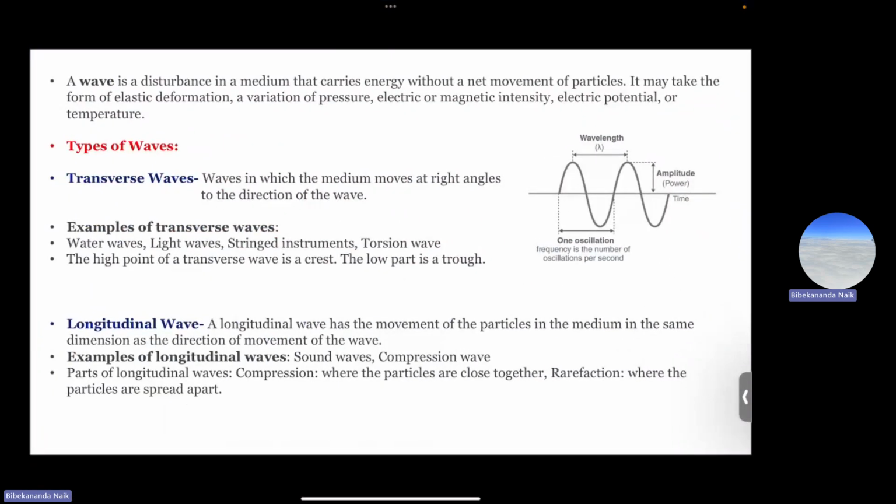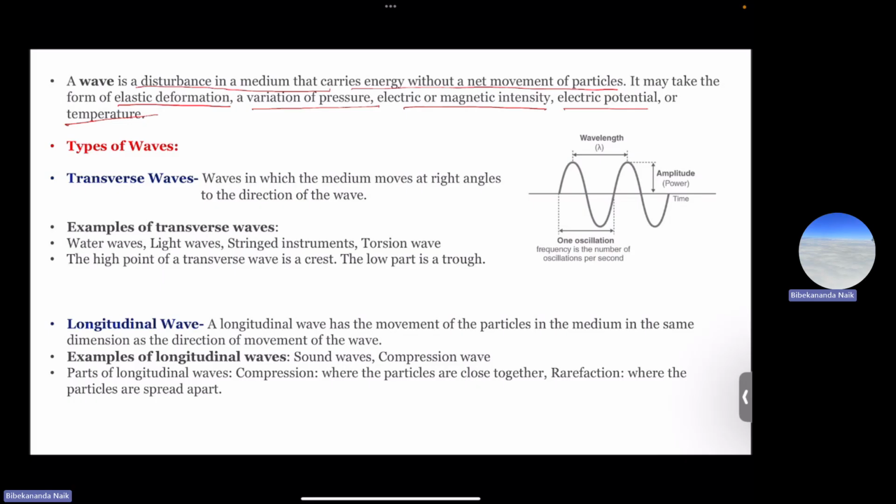So let's discuss briefly the concepts of wave and standing wave. A wave is a disturbance in a medium that carries energy without a net movement of particles. So basically it carries energy but there is no movement of particles. It may take the form of an elastic deformation or variation of pressure, electric or magnetic field intensity, electric potential or temperature.